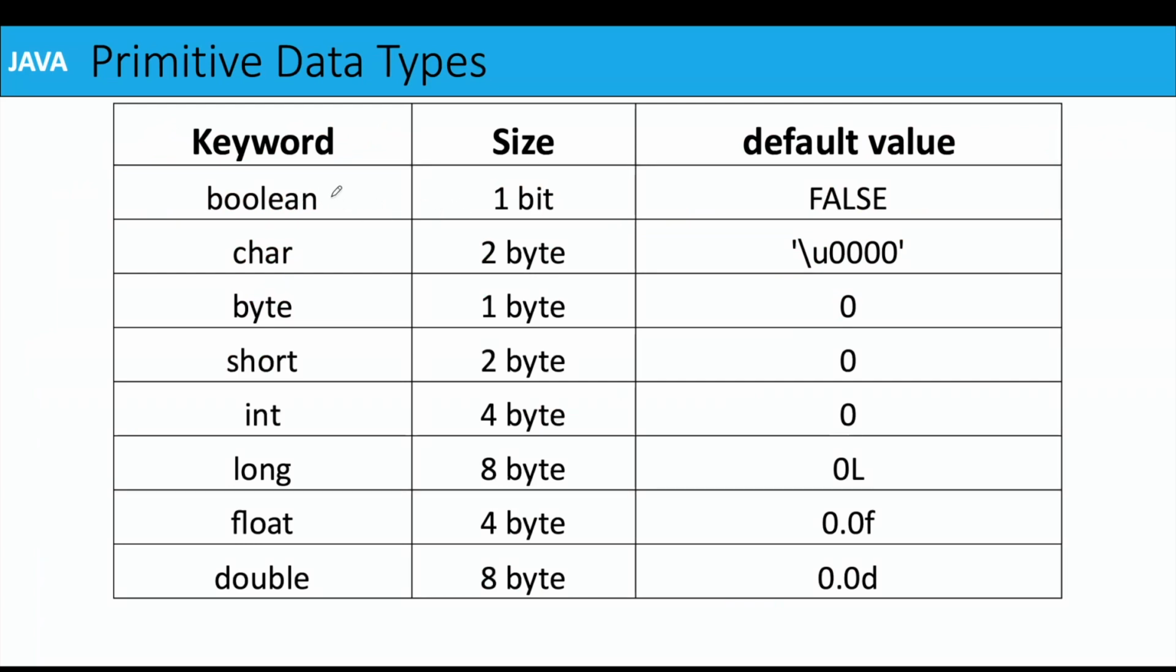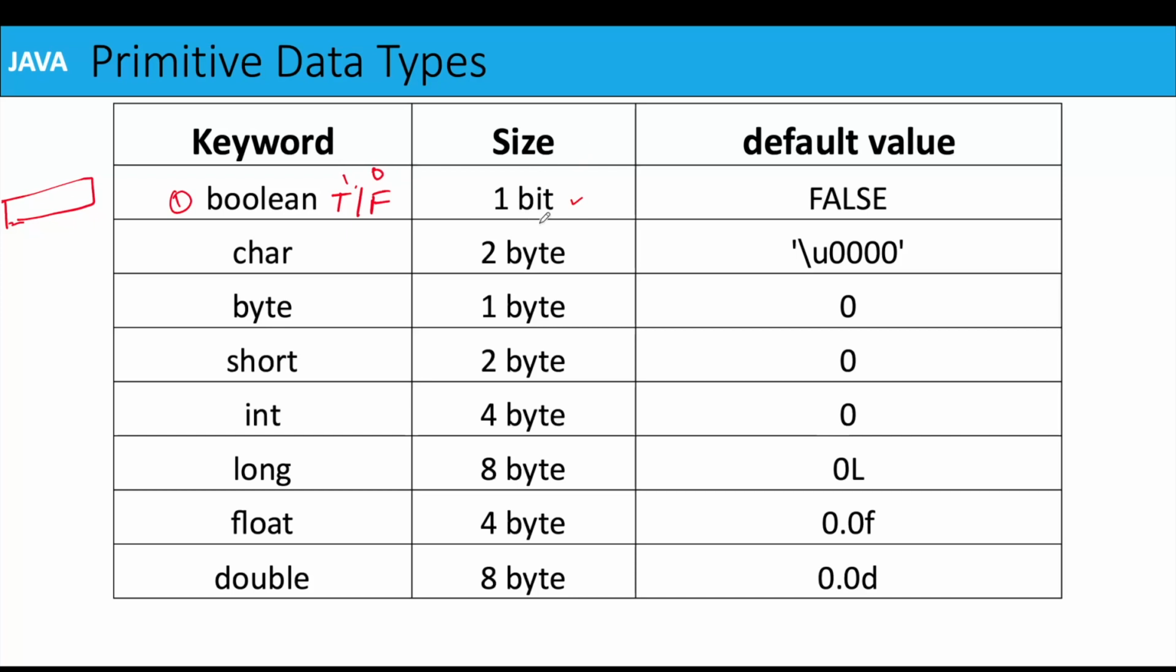If you take the primitive data types, the first primitive data type is boolean. The size is 1 bit of memory allocated. It can store either a true or false value. True is represented with 1 and false with 0. So if it is true it will store 1, and if it is false it will store 0. By default it will have the false value if you don't initialize it.